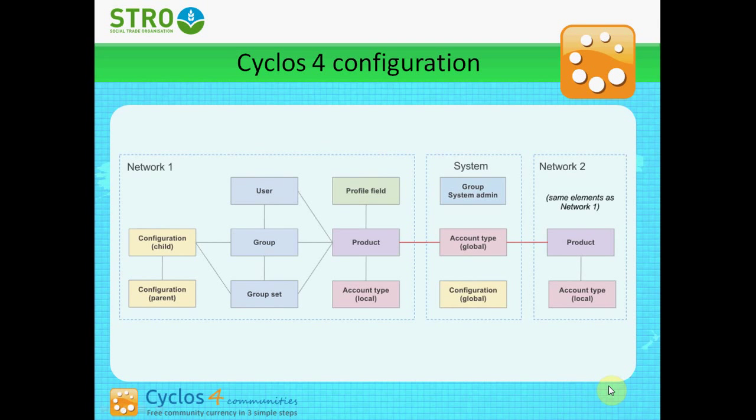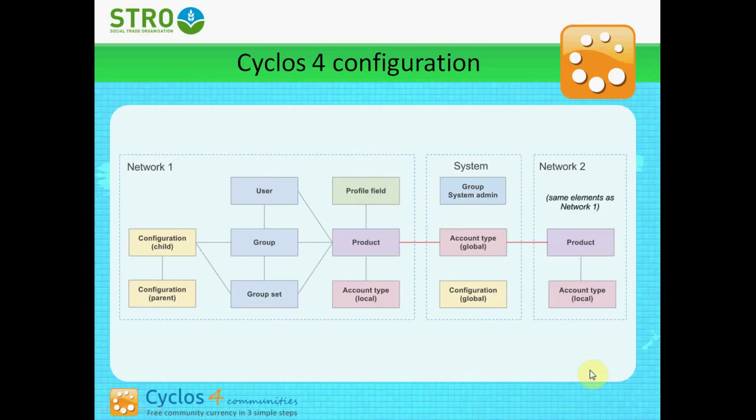One of the core concepts in Cyclos 4 are networks. A network can be compared with a complete Cyclos 3 installation. But in Cyclos 4 you can create multiple networks within one Cyclos installation. This is nice because now all communities can be hosted within one Cyclos installation. A network can have its own URL, its own currency and its own members, completely isolated from the other networks.